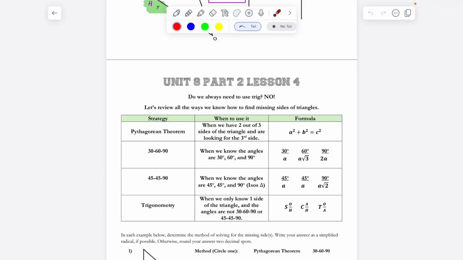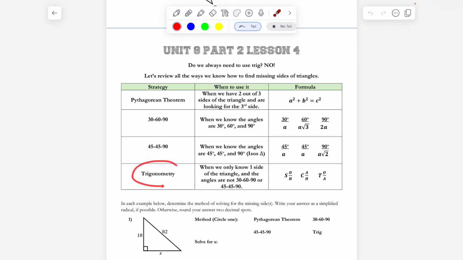All right, this is lesson number 4 for Unit 8, Part 2. We are not learning any new information today. We are just going to take what we know about trigonometry, and we're going to add in what we already know about these other methods of solving for missing sides of triangles.